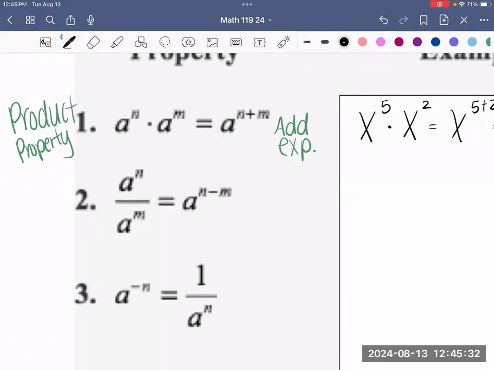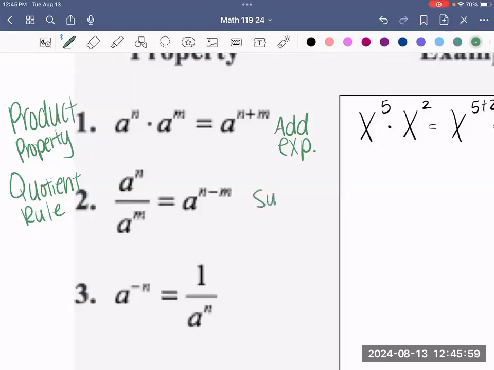Now, if you can get the first one, then the next one kind of goes hand in hand, right? The opposite of multiplication is division, right? We say quotient property. So the opposite of multiplication is division, which we can see here. The opposite of addition is then subtraction. So we're going to be subtracting the exponents.